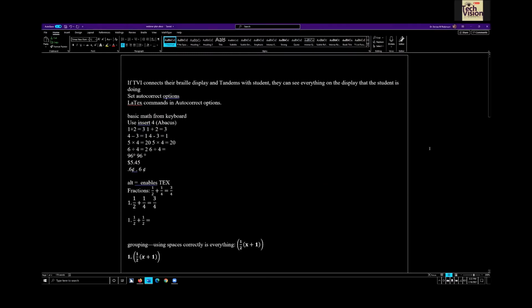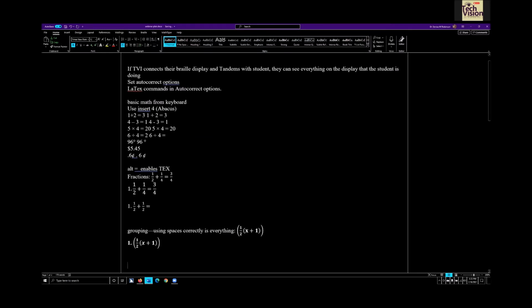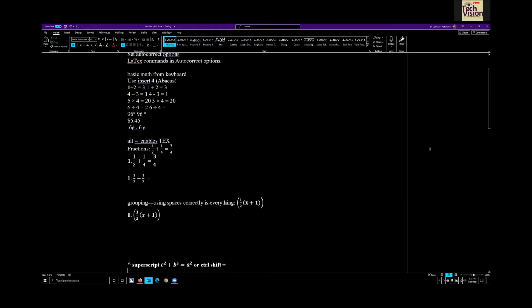Okay. Moving down now. Grouping: m dash using 1, left paren 1 half left paren x plus 1 right paren right paren. And as everyone can hear, this just reads absolutely perfectly. And of course, when Professor Betsy does this and Campbell, you're going to see the equation. Enter. Okay. Let's go down.